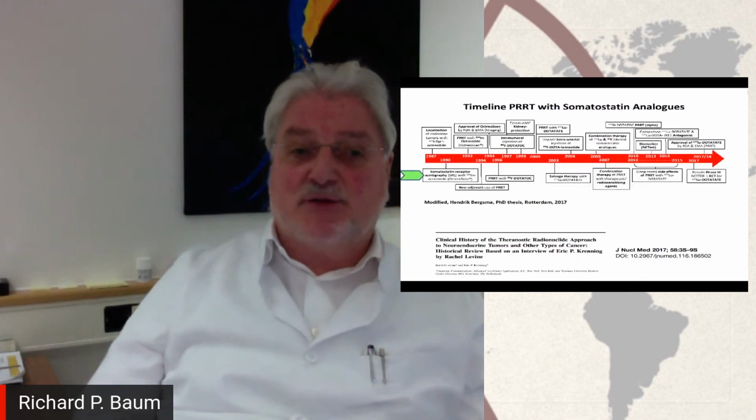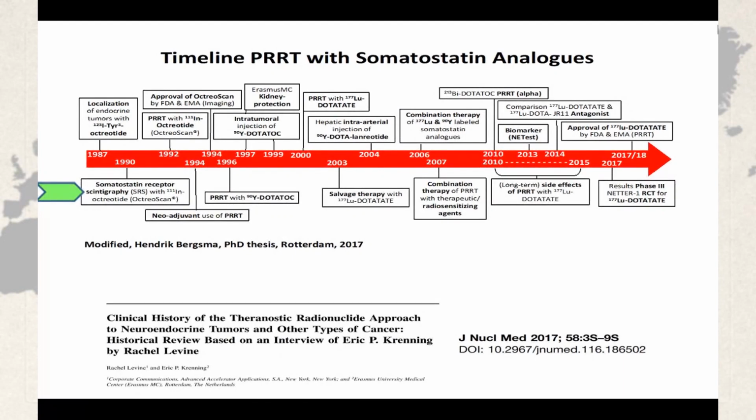I just would like to remind you that it is now actually 30 years since the first Octreoscans have been used in 1990. And it's a long way since then. And you see the major milestones here, like the use of yttrium-90 DOTATOC and later on lutetium DOTATATE, but also a lot of clinical trials which have been performed actually by Eric P. Krenning at the Erasmus Center in Rotterdam.